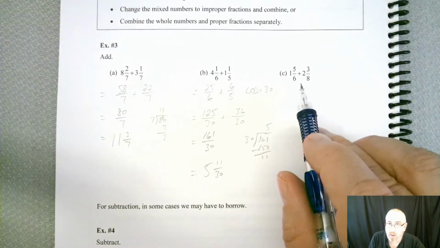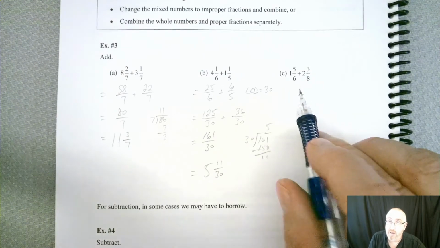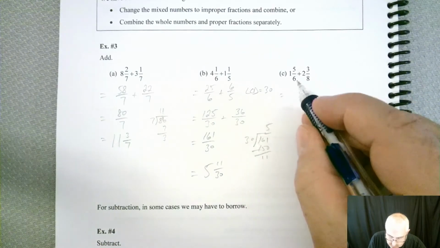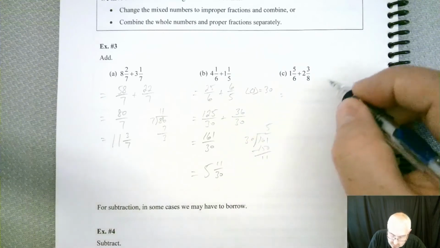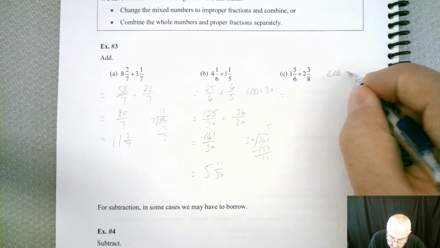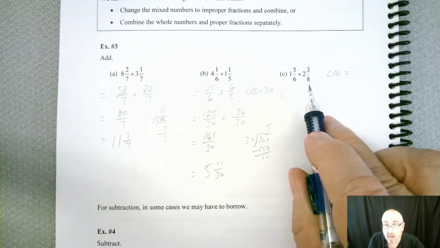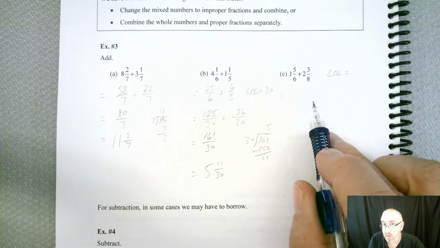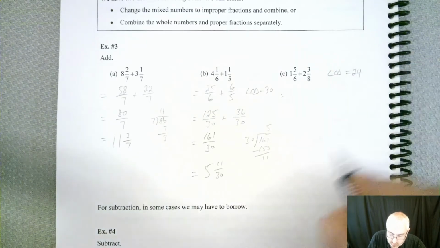Let's do this one not using improper fractions. Let's do it the quote easier way. So let's see what we get. Well, right off the bat, we got to get a common denominator, so there's no way around that. So LCD would be what? Well, 6 doesn't go into 8. Next multiple would be 16. 6 doesn't go into 16. Next multiple would be 24. And 6 does go into 24.